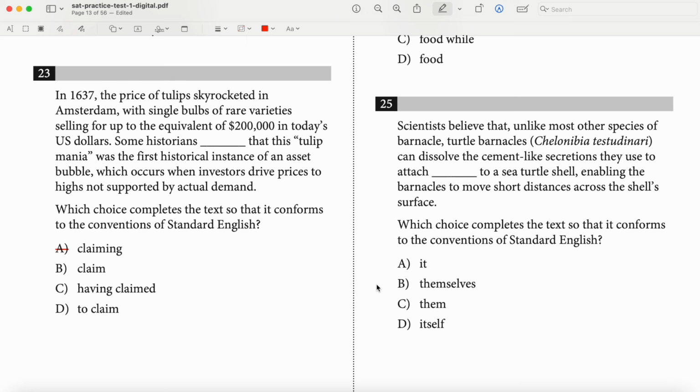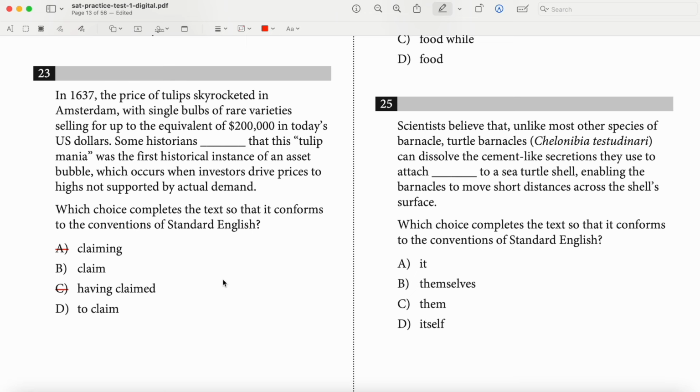Let's take it from some historians. Okay. Some historians, too, claim that this tulip mania was the first historical instance of an asset bubble. How does answer choice D sound? It's wrong. That's really bad, right? This is one of those examples where going with your instincts is enough. You just need a verb here, right?